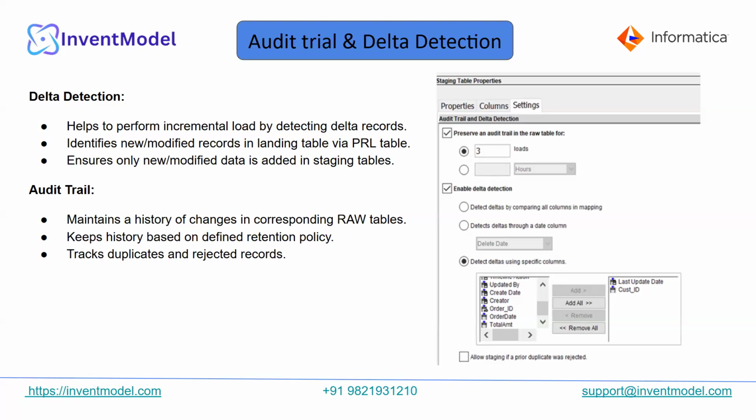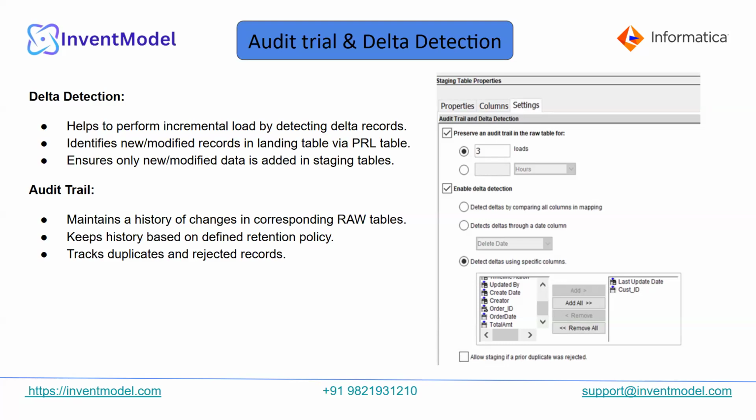And we can load the data only for a certain period of time. If we want the data loaded for only the last 3 runs, we can perform this audit trail based on that. We can use the audit trail so that data is kept for certain periods, based on the retention policy defined by the business.